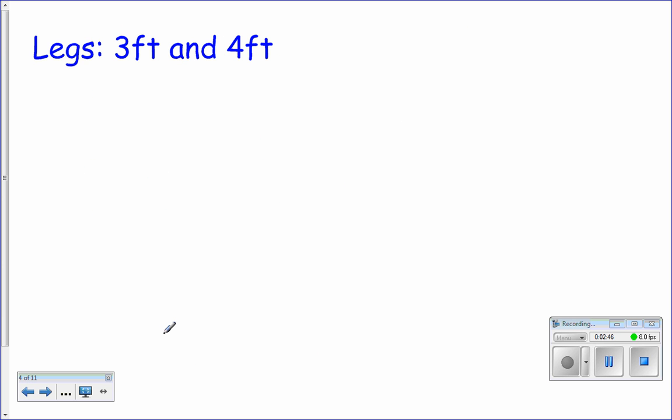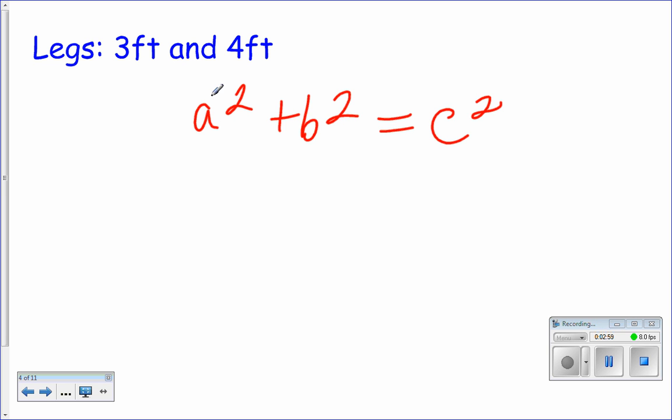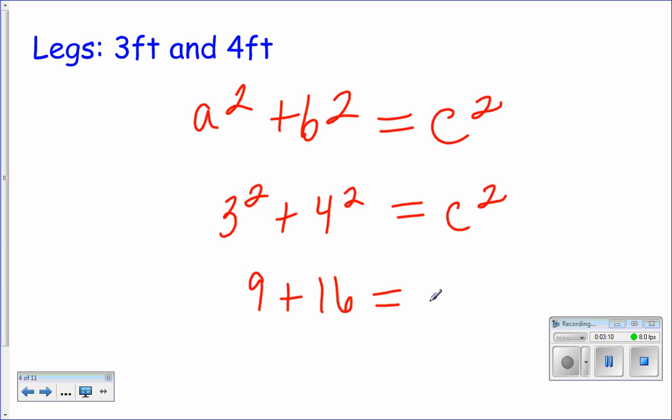So let's look at this one. It tells us that we have two legs. So I'm going to use a squared plus b squared equals c squared. So we know the legs are a and b, so I'm going to plug in 3 squared plus 4 squared equals c squared. I can use my calculator and I get 9 plus 16 equals c squared. Again, my work is nice and neat and I have it written down. So now I know 9 plus 16 is 25.